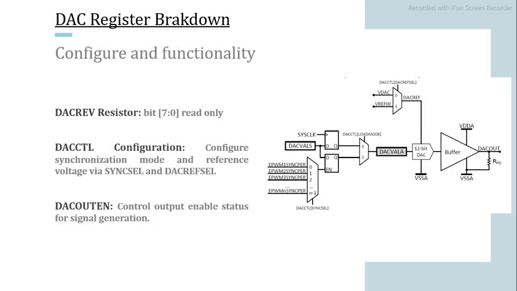Here is the DAC register breakdown, their configuration and functionality. First, the DAC revision register. This is a 16-bit register where the upper 8 bits are reserved, and the lower 8 bits are read-only bits. The next register is the DAC control configuration register that configures synchronization mode and reference voltage via sync selection and DAC reference selection. The third one is the DAC output enable, which controls the output enable status for signal generation.